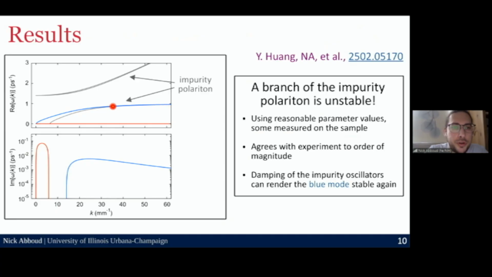And here again, we see the impurity polariton with its frequency scale set by the impurity level. And one mode, the one that I've highlighted in blue here, acquires an instability. It's propagating, oscillatory, and unstable. To generate this plot, I used some physically reasonable parameter values, some of which, like the electrical conductivity, could be measured directly on the sample. And the result, in particular the oscillation frequency and growth rate, agree within order of magnitude with the experiment. So as a proof of concept, I think this is a good indication that magneto-chiral effects are at play.